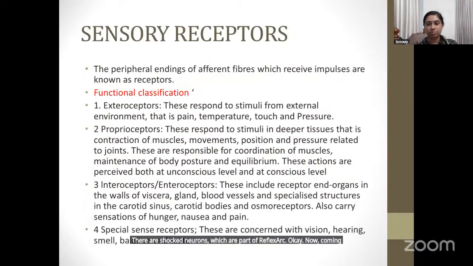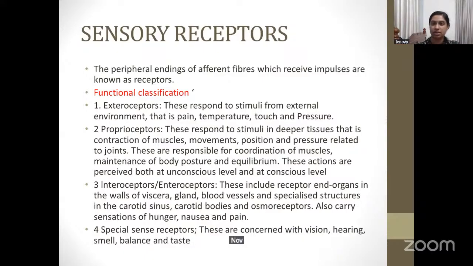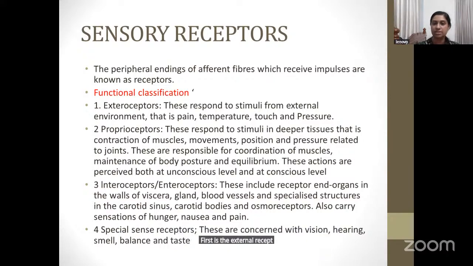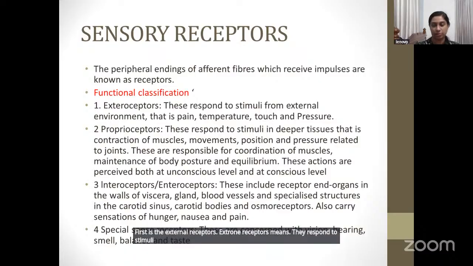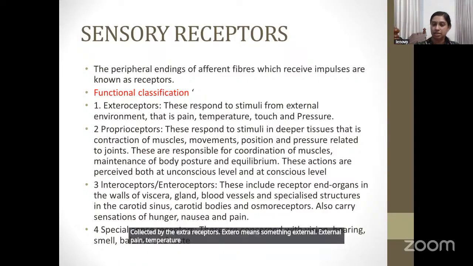Now coming to receptors. Receptors are mainly associated with the sensory system and are the peripheral endings of the afferent fibers which are coming to the nervous system. That is, afferent fibers which receive impulses are basically known as receptors. There are different receptors according to their function. First are the exteroreceptors. Exteroreceptors respond to stimuli from the external environment, that is, pain, temperature, touch, pressure. They are all collected by the exteroreceptors. Extero means something external. External pain, temperature, and touch sensations, everything is collected by the exteroreceptors.